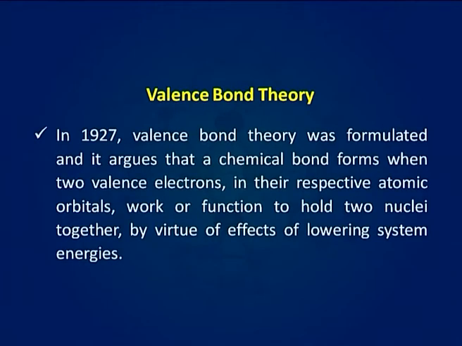Let us discuss valence bond theory now. In 1927, valence bond theory was formulated, and it argues that a chemical bond forms when two valence electrons in their respective atomic orbitals work or function to hold two nuclei together by virtue of effects of lowering system energies.